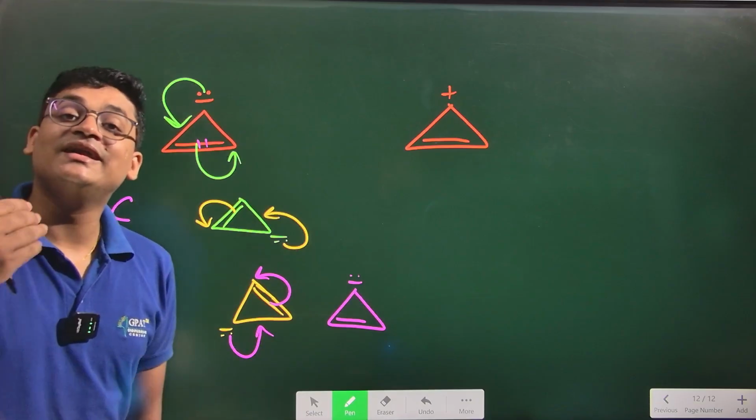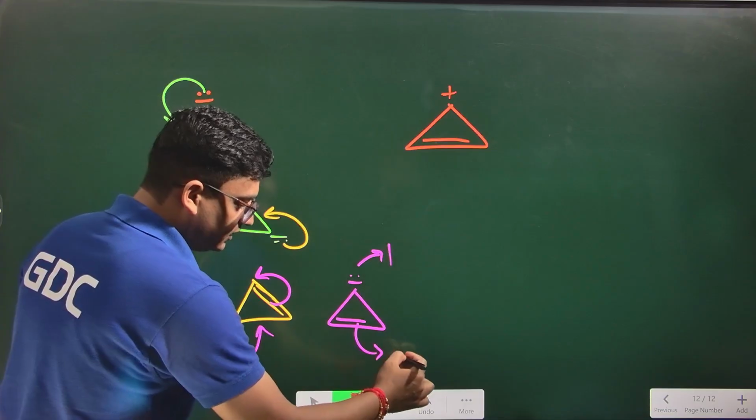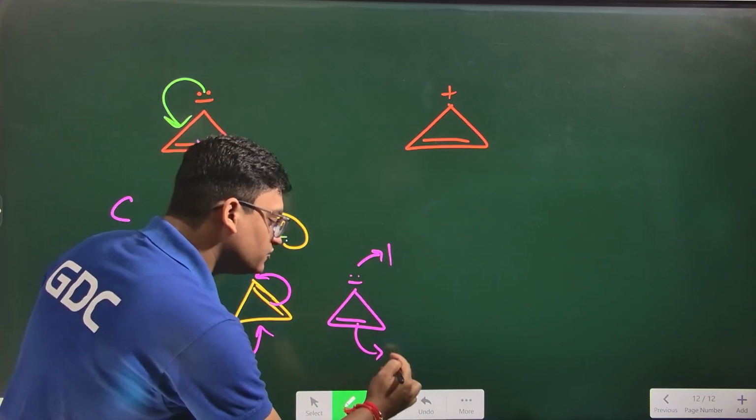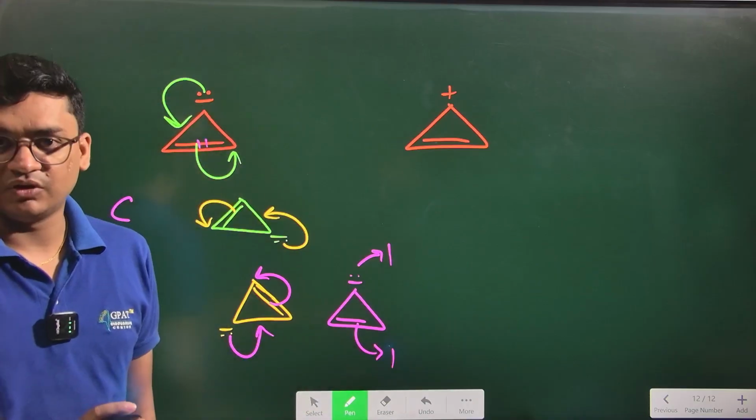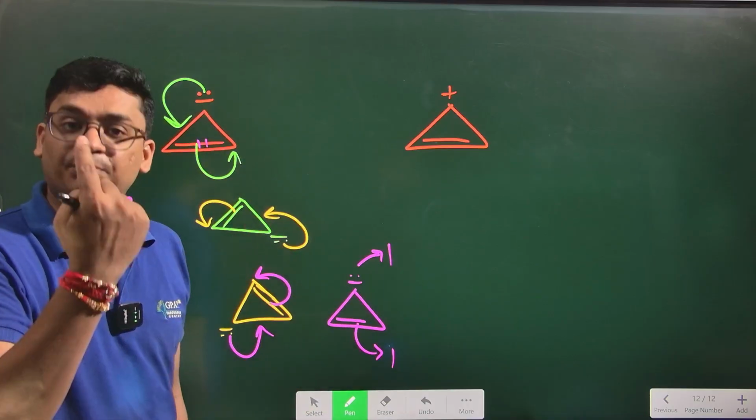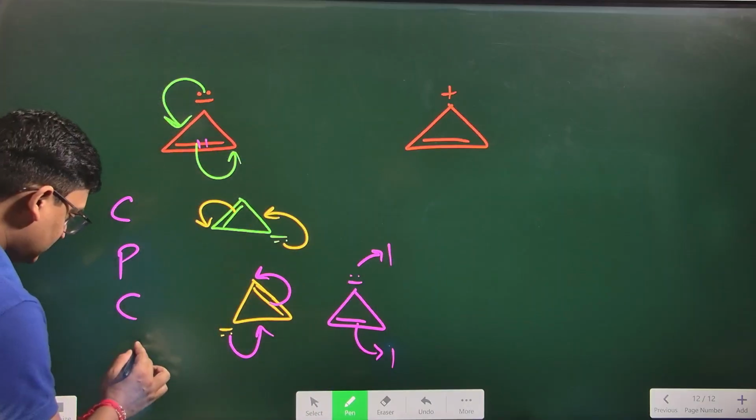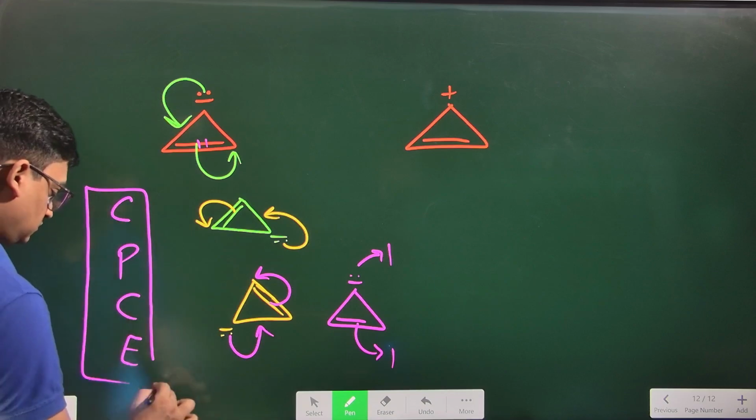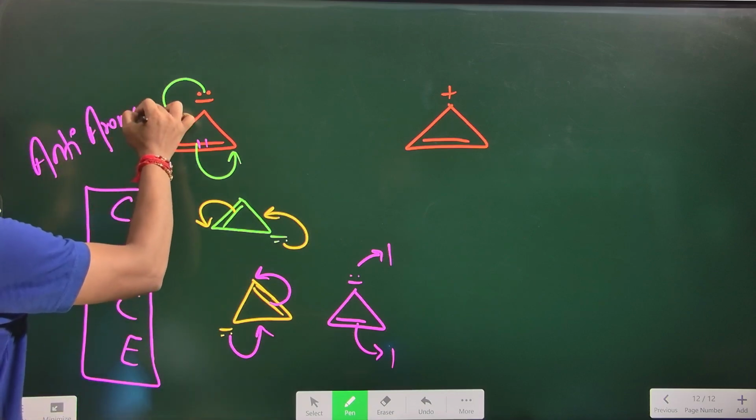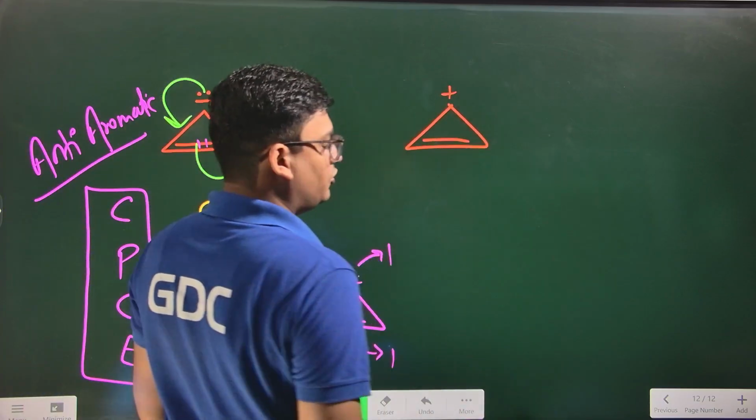Now how many electron pairs are in conjugation? One pair here, one pair in the pi bond. A negative charge, two electrons, that means a pair. A pi bond, two electrons, that means a pair. So we are having two pairs, that is CpCE. This is the case for anti-aromatic. Got it? What about this one?